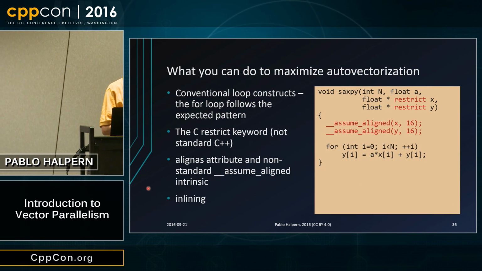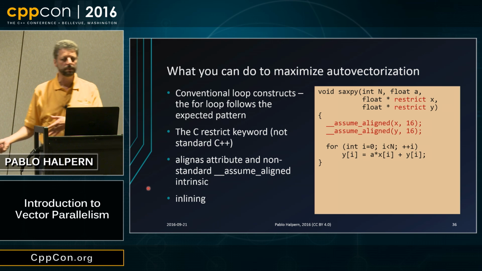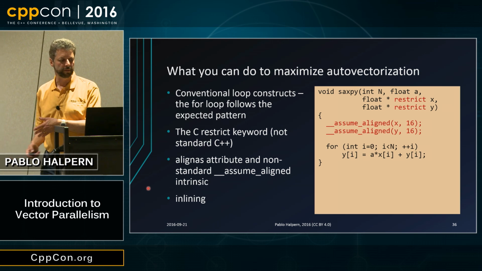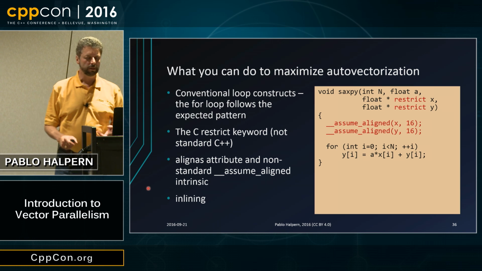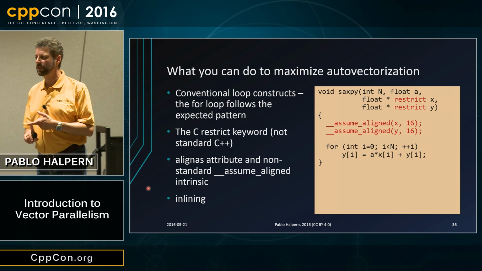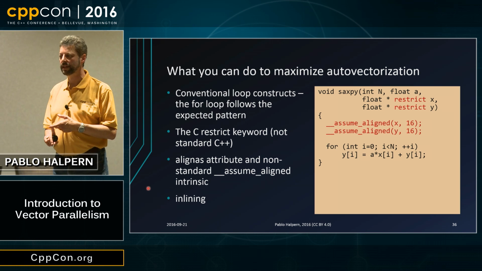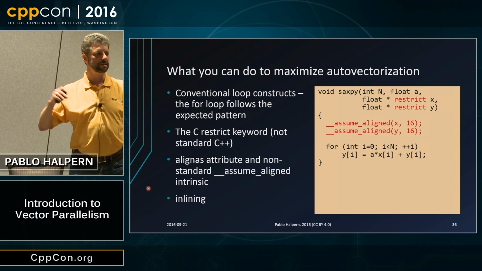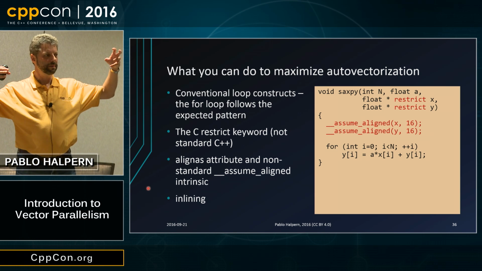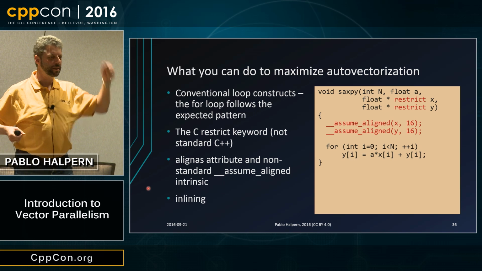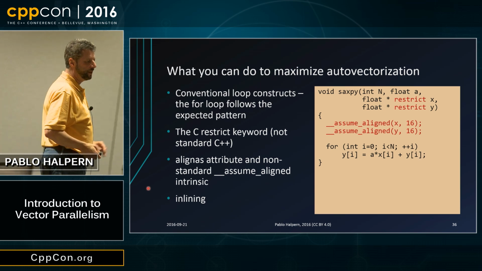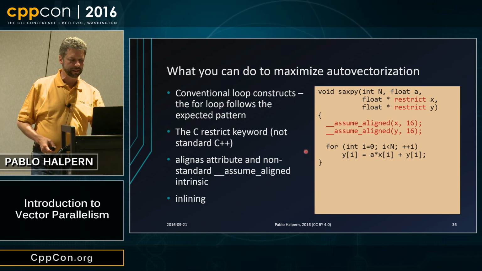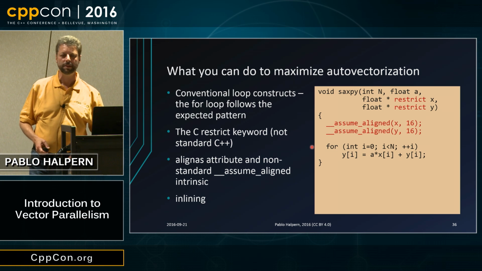So to maximize auto-vectorization, you want to minimize those things from the previous slide. In order to have the compiler have the best chance of recognizing this as the kind of loop it might even try to vectorize, you want to make your control constructs as transparent and cookie-cutter as possible. So this is a very straightforward for loop that just counts from 0 to n-1.